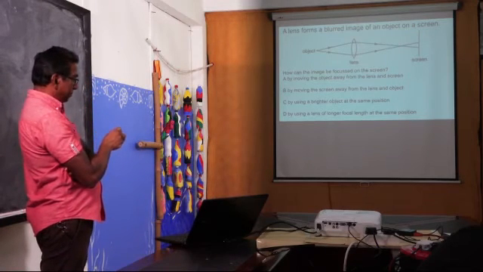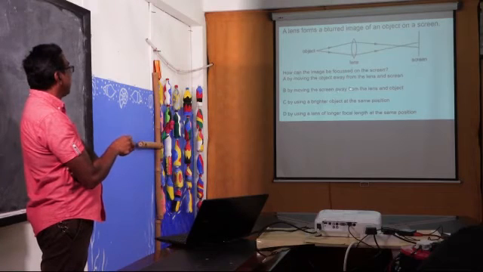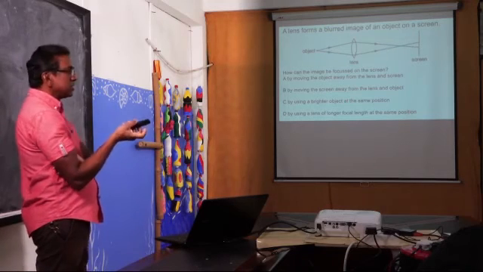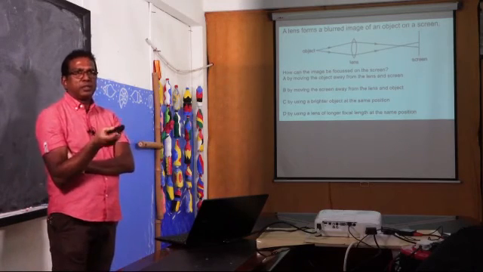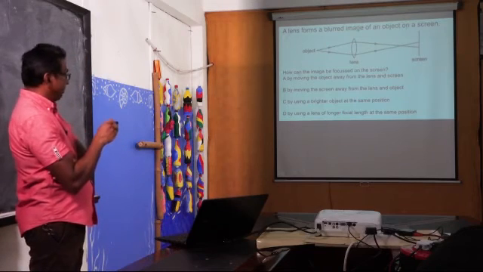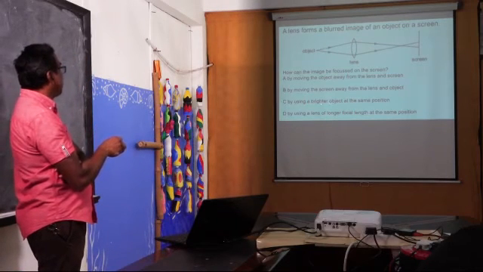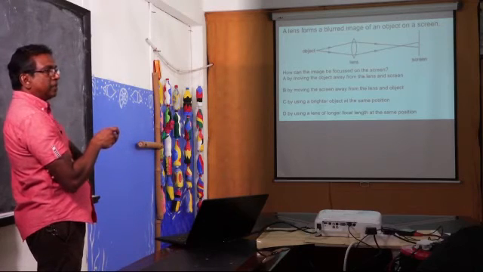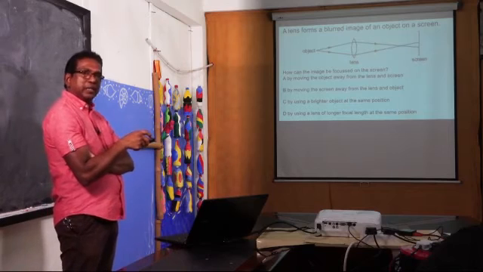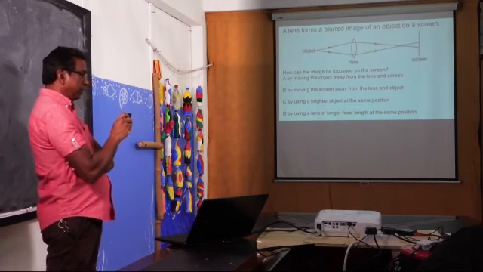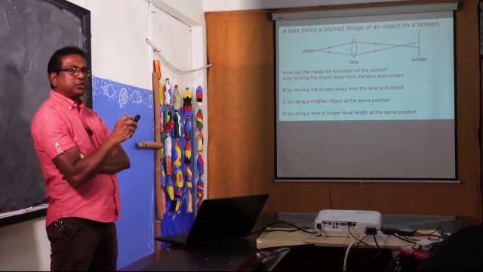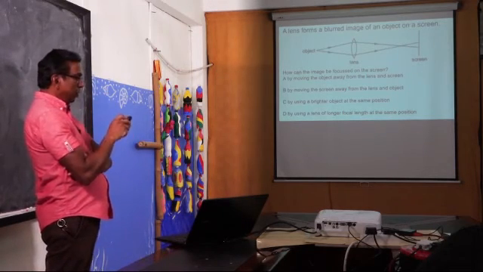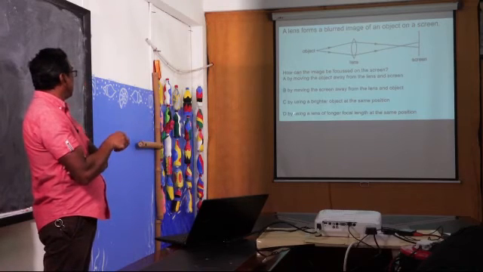Do you think by moving the screen away from the lens, the screen should be here. If you move it away from the lens, you are going to focus the object? Nonsense. No way. Do you think by using a brighter object at the same position, the problem is not the amount of light, it is about the position of the object and the position of the screen. Therefore, this one also is wrong. So, we are left with option D. Let us see what it means.